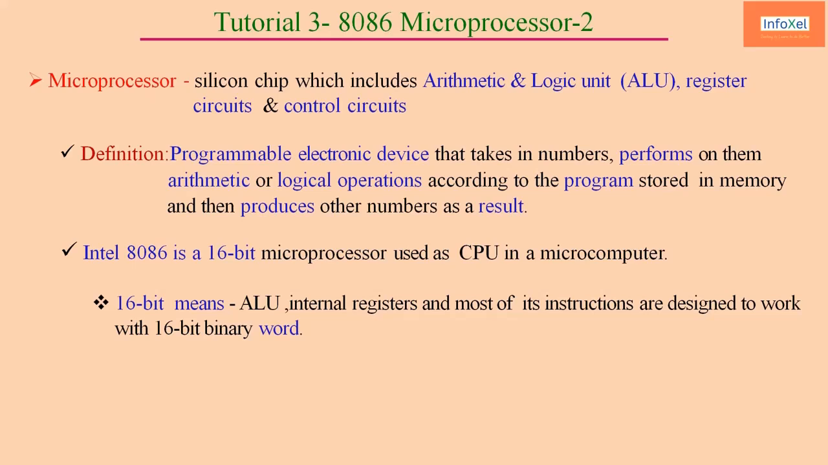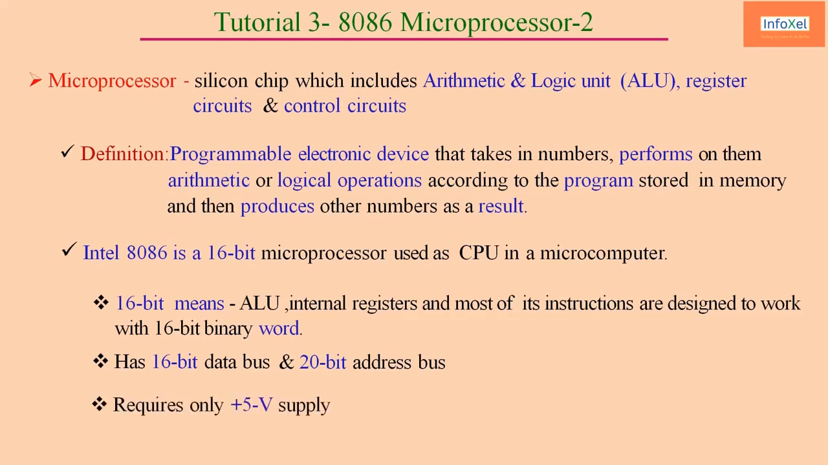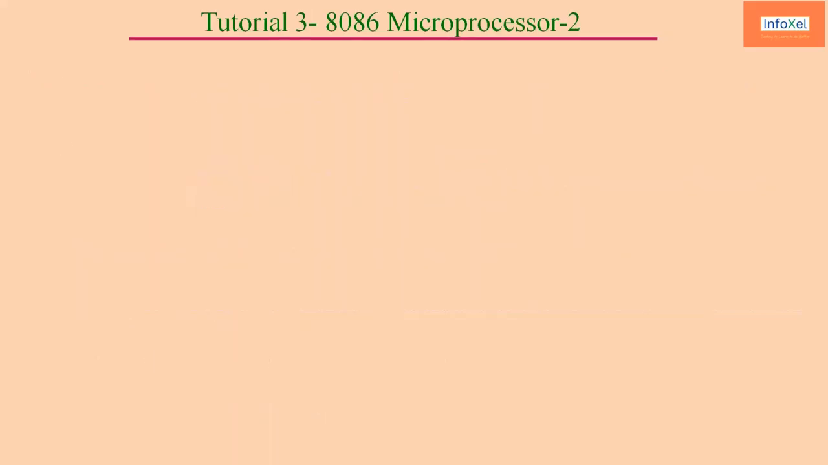That means the size of the arithmetic logic unit and the size of the internal registers in the 8086 microprocessor are 16 bits. Next we will see it has a 16-bit data bus and a 20-bit address bus. Because the address bus is 20-bit, the memory address is also of 20-bit size. It requires only a 5 volt power supply.